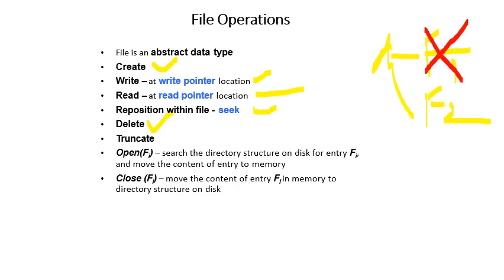And next we are moving to truncating a file. Normally here the user may wish to erase the contents of a file but keep the attributes the same.